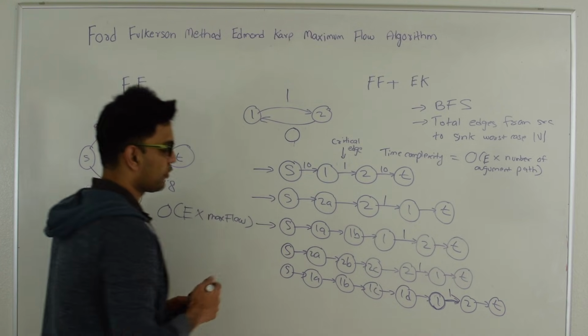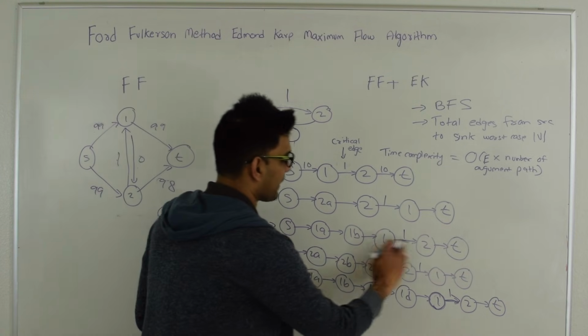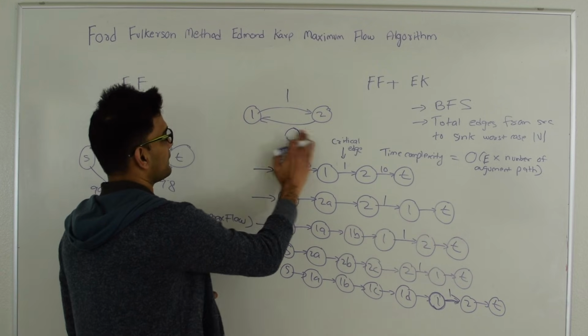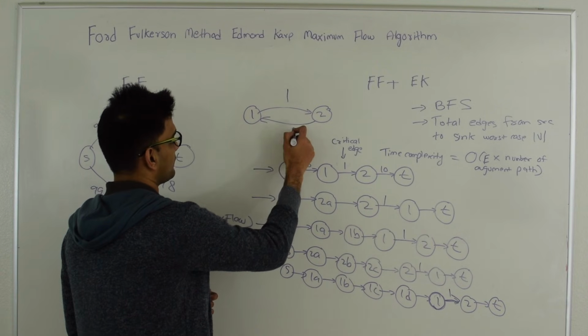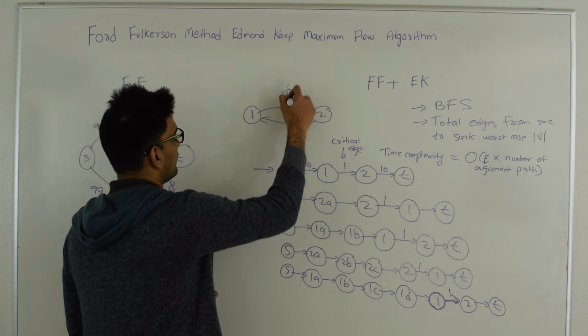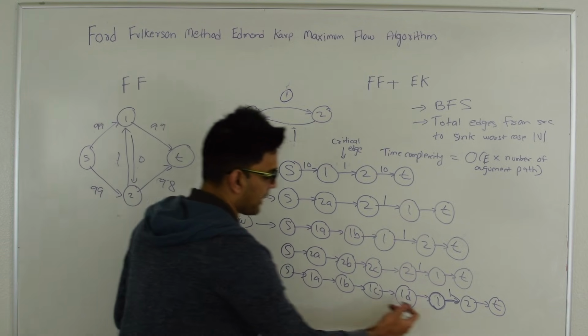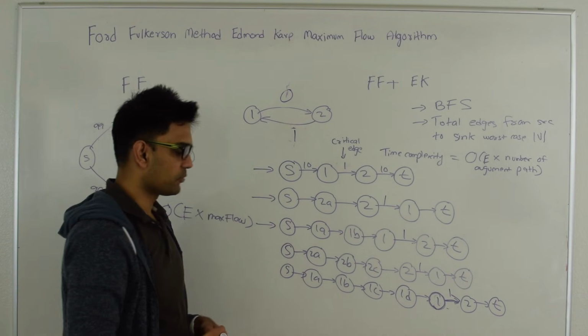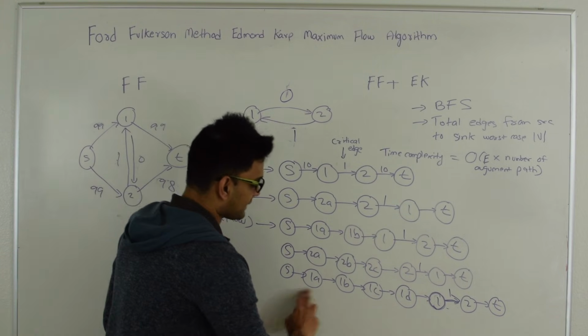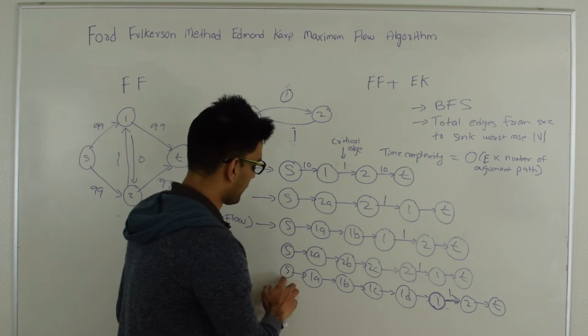So 1 is going to be 3 edges away from S. And then we find this 1, 2 and T. So again it reverts, this makes it 1 and this makes it 0. So after this, the next time 1, 2 becomes critical, it will be at least 5 edges away from S.